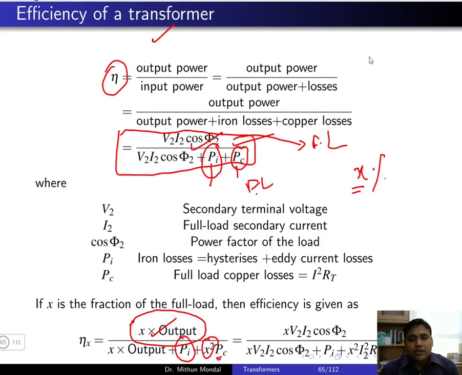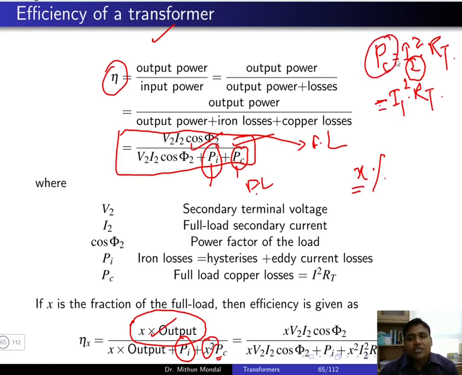So we know that the copper loss under the full load condition will be I2 square into RT, that is the total resistance referred from one side to the other. Here we have taken 2, so it means it is referred to the secondary side. If we take I1 square into RT, it means the copper loss is referred to the primary side and all the resistances are in the primary side of the transformer. This copper loss is the full load copper loss, so whenever you have X percentage of the loading, you have to take X square times the copper loss under the full load condition.